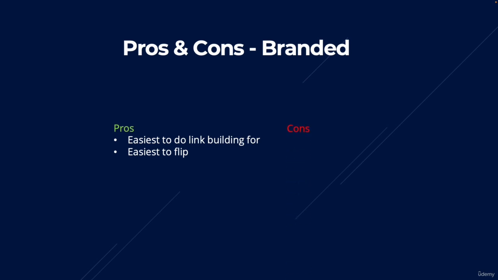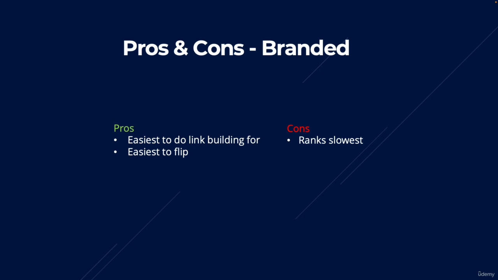Moving on to the cons, well, the biggest con of branded domains is that it ranks the slowest. As there is no mention of the keyword in your domain name, it's going to take a lot longer for Google to realize what your website is about. Again, this goes back to what I said earlier multiple times already. It all goes back to topical relevancy, how relevant your website is to a topic. When you have a branded domain, it's a little bit harder for Google to determine that.